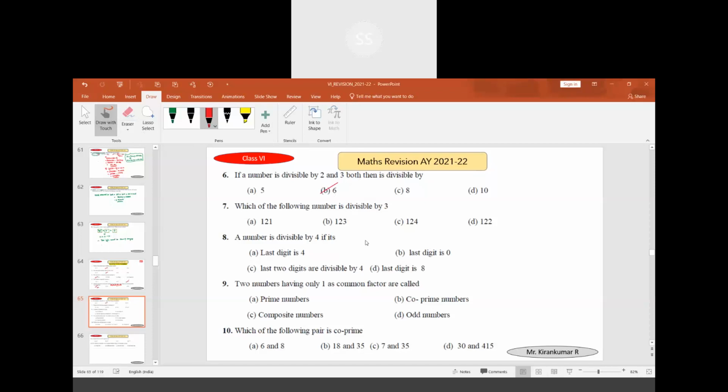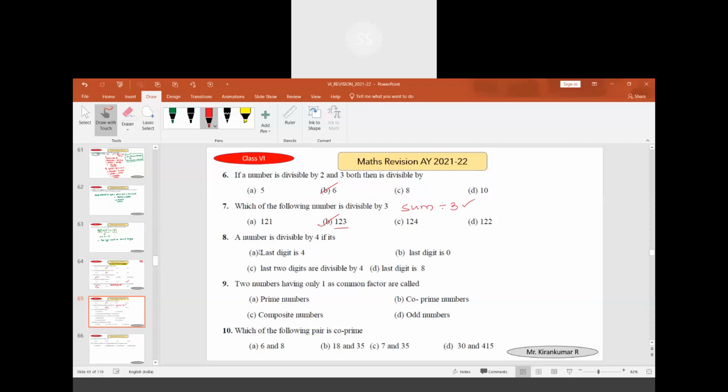Which of the following numbers is divisible by 3? Option B, 123. It is because the sum of the digits should be divisible by 3. The sum is 6 and 6 is divisible by 3.